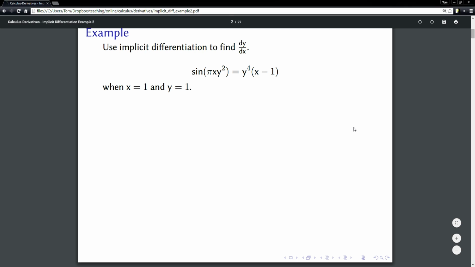Okay. So what we're going to do is to take the derivative first, right? Don't plug in the x and y first, right? Take the derivative first, right? And once you take the derivative, then plug in 1 for x, 1 for y, and then solve for the derivative.